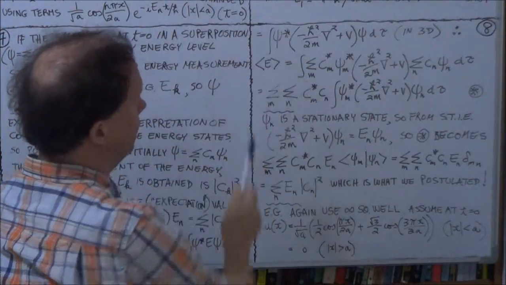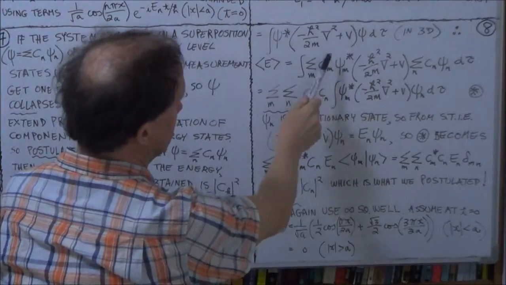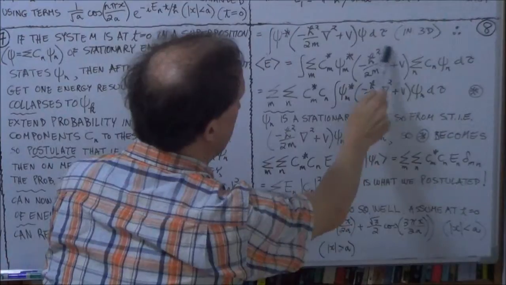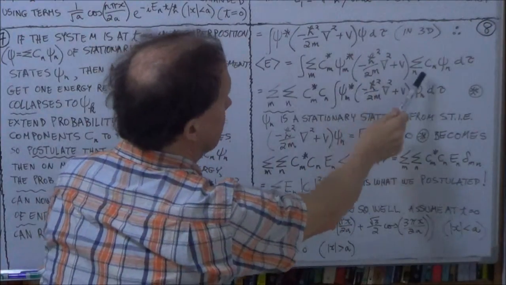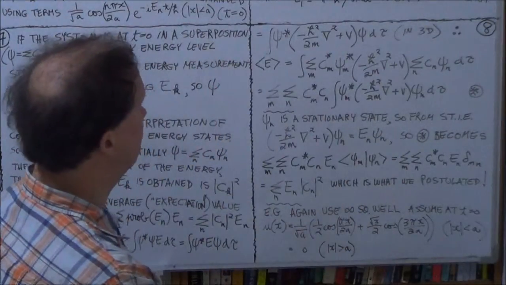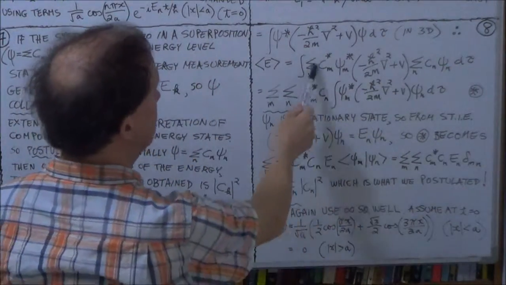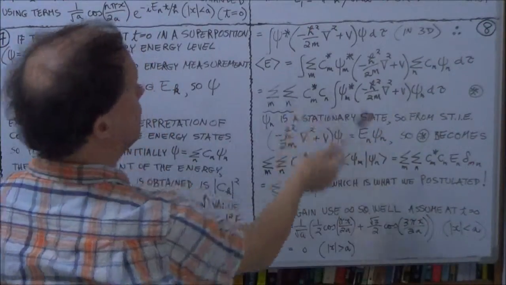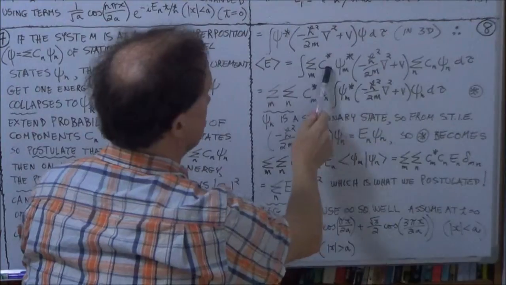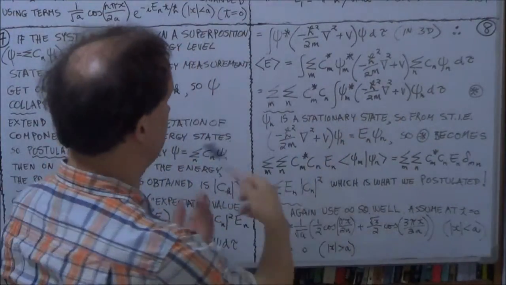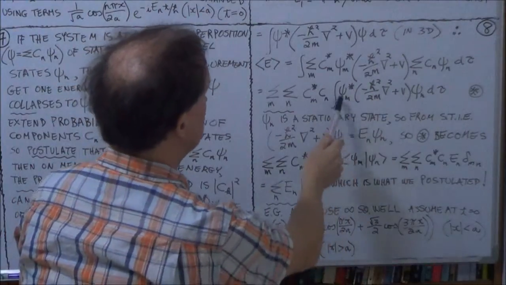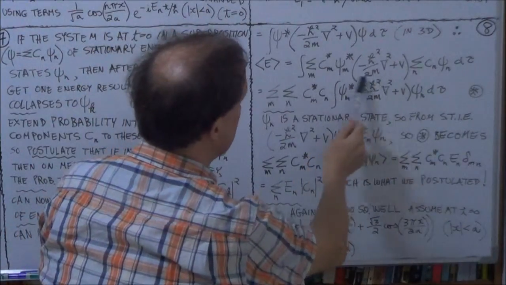So for psi star, you'll have sigma Cm star psi m star. And here's your operator. And for psi, sigma Cn psi n. Now just regroup terms. You've now got a double sum. Take the double sum outside the integral. These are just complex numbers. They don't change. They're just constants. So bring them outside. So you've got this, and then you're left with this.